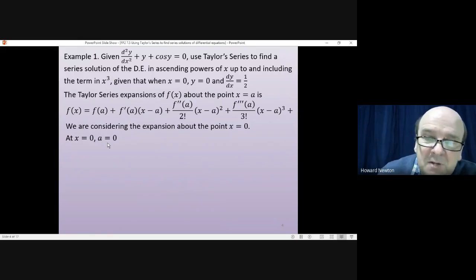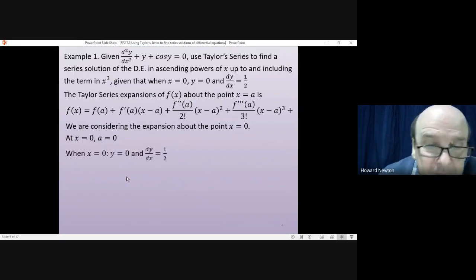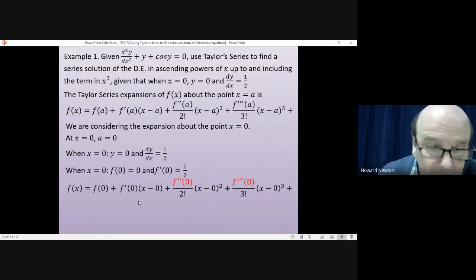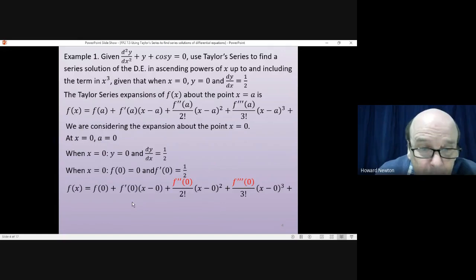So if we're considering the expansion about the point x is 0, then a is equal to 0 in this question. We're told this in the question: when x is 0, y is 0, and dy by dx equals a half. Writing that in function language means the same thing. When x is 0, f of 0 is 0, and f dashed of 0 is a half. We tend to use function language when we actually write down Taylor's series. So Taylor series is that at the point x equals 0.